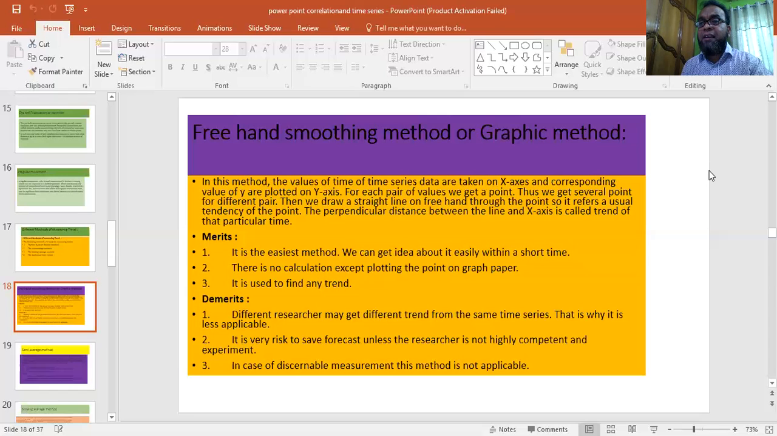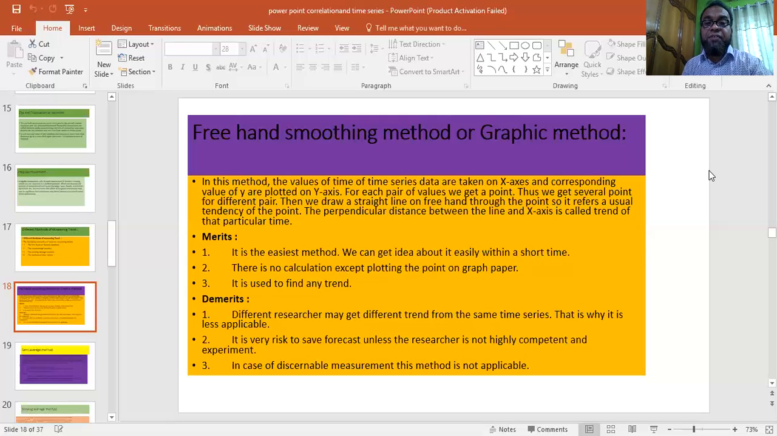There is no calculation. You will just plot the points on graph paper and join the points by a scale. It is used for finding any trend.